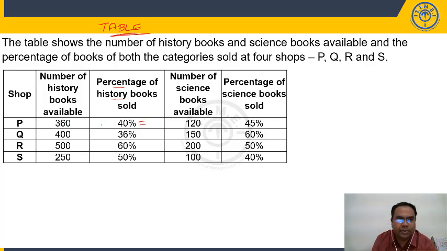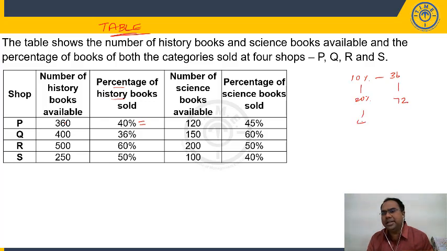10%, 36, 40%. Simple, na? 10 percent is 36, so what is 40%? Either you multiply by 4, you'll get 144. Or 10% double is 20%, 36 double is 72. Again double this, 20% double is 40%. We'll get 144. This is 36%. So it is easy. 36 by 100 if you write, 2 zeros will get cancelled. 36 into 4. Already we have seen 36 double 72, 72 double 144.